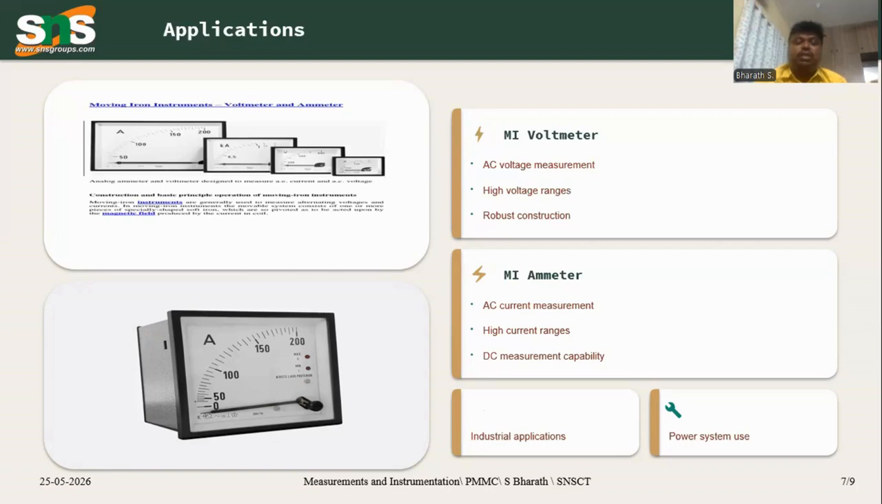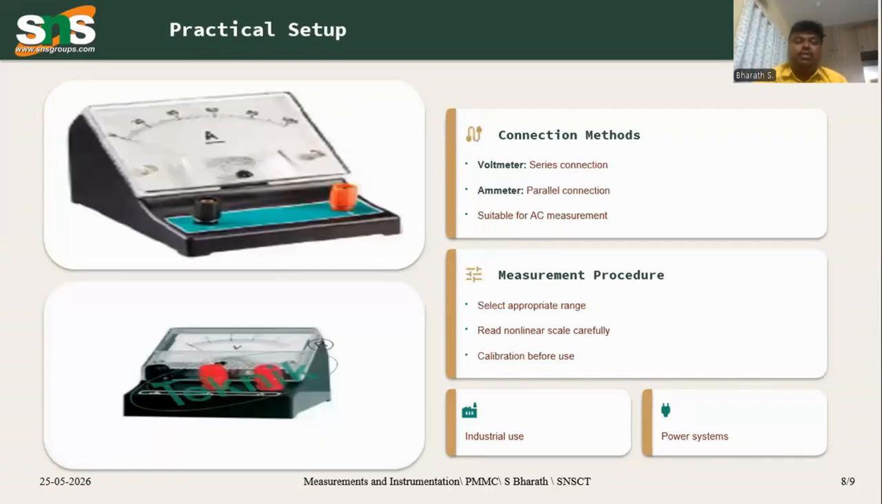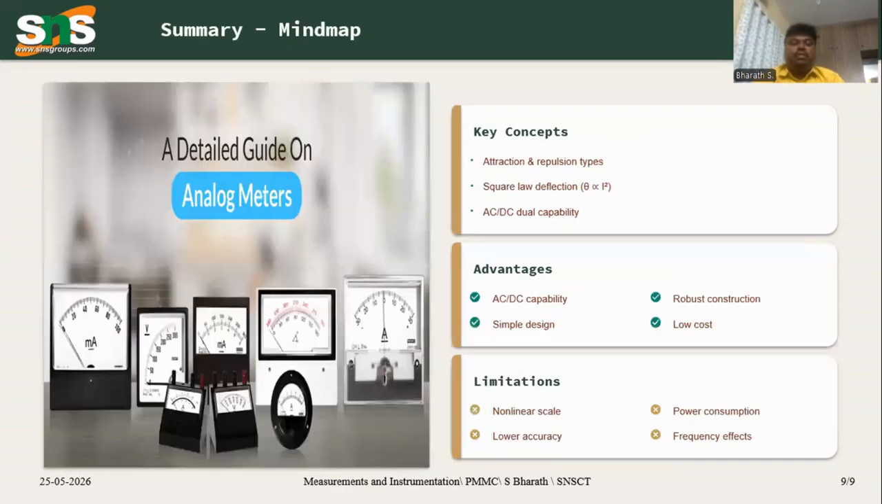This image shows the construction of an MI instrument. In the practical setup, a voltmeter has a series connection, and an ammeter is always in parallel connection. The measurement will select the appropriate range depending upon where and when required. There are various industrial applications and power system applications.